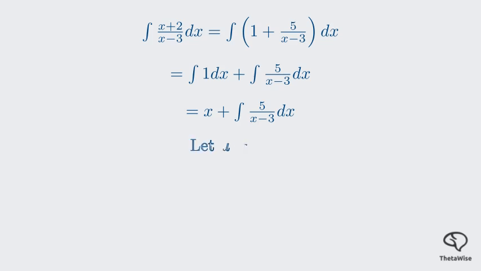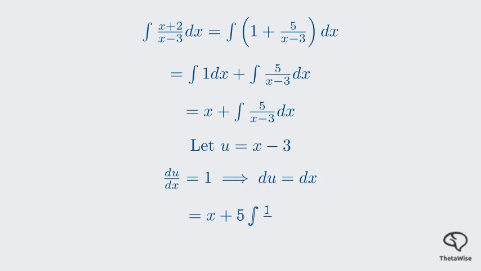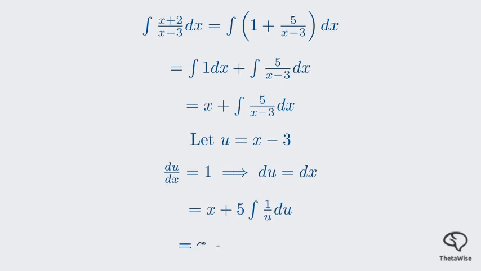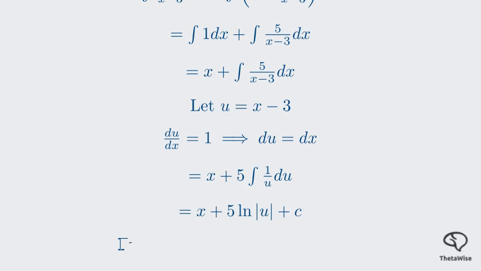We'll let u equal the denominator x minus 3. Taking the derivative, du is simply dx. Substituting this back into the integral, we get 5 times the integral of 1 over u du. The integral of 1 over u is the natural logarithm of the absolute value of u. This gives us x plus 5 times the natural log of the absolute value of u, plus our constant of integration, c. Finally, we substitute back u equals x minus 3 to get our final answer: x plus 5 times the natural log of the absolute value of x minus 3, plus c.